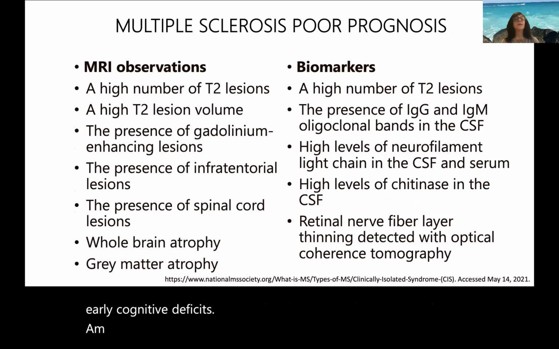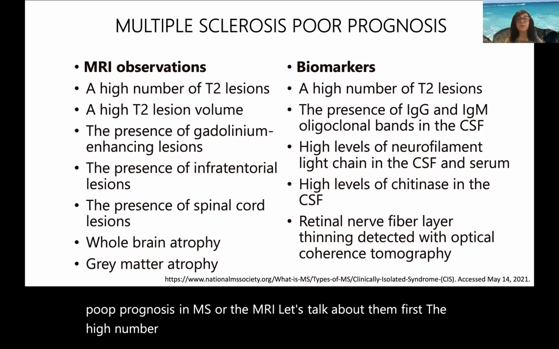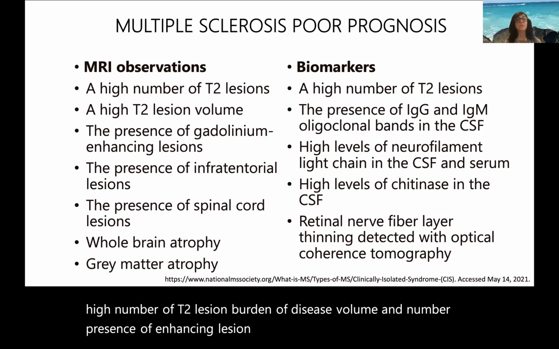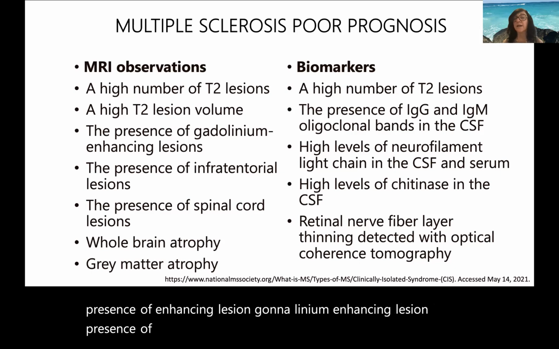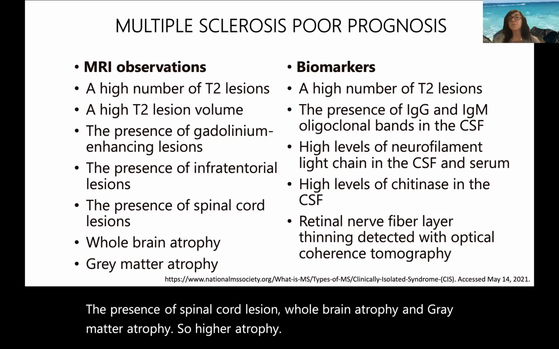MRI-related markers and other biomarkers associated with poor prognosis in MS: let's talk about the MRI first. A high number of T2 lesions, burden of disease, volume and number, presence of enhancing lesions, gadolinium-enhancing lesions, presence of infratentorial lesions, that is brainstem and cerebellum, the presence of spinal cord lesions, whole brain atrophy, and gray matter atrophy. So higher atrophy is associated with poor prognosis.